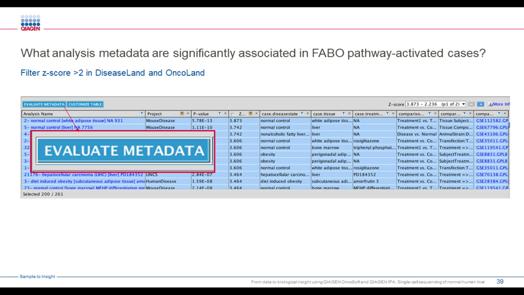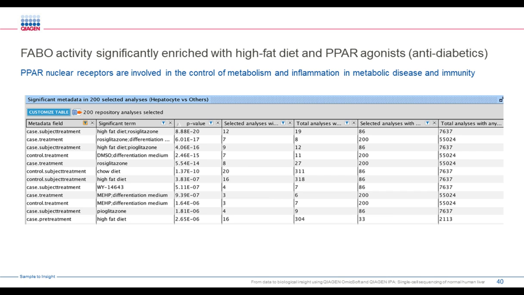So I have selected filter z-score 2, specifically in Disease Land and Oncoland, and now we are going to look, when we evaluate the metadata, where are the terms that come up the most. That will give us an idea of what type of data set FABO is predicted to be activated in. And in fact, when you look at that, FABO activity is significantly enriched with high-fat diet key terms and PPAR agonists. PPAR agonists are anti-diabetics.